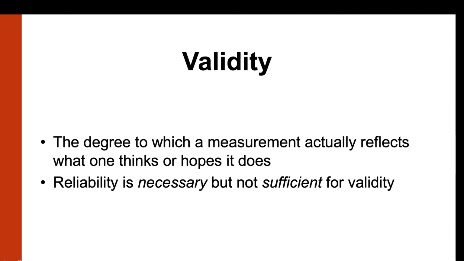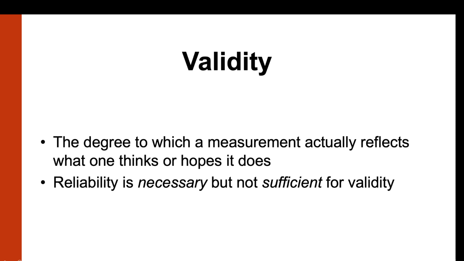So reliability has to be there if you have a valid measure. You can't have a valid measure that's not reliable, but just because you have a reliable measure does not mean it's a valid measure. So reliability is a necessary but not sufficient cause of validity. So reliability of a measurement instrument like a personality test is necessary for that test to be valid, but just because it's reliable does not mean it's a valid test.